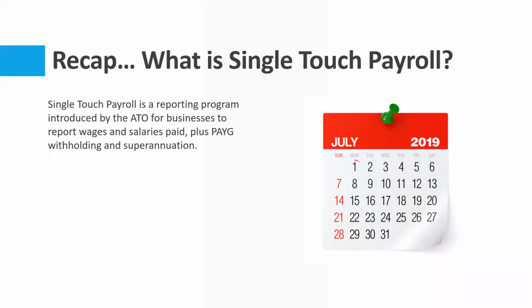So Single Touch Payroll, just as a bit of a recap, it was introduced on the 1st of July 2019. And the main purpose was to simplify the reporting process to the tax office of wages paid to employees. The introduction of Single Touch Payroll meant that employers provided the ATO details of payments made to employees for each pay cycle, whether it be weekly, fortnightly, or monthly, as well as information relating to tax withheld, fringe benefits tax amounts, and superannuation liabilities.